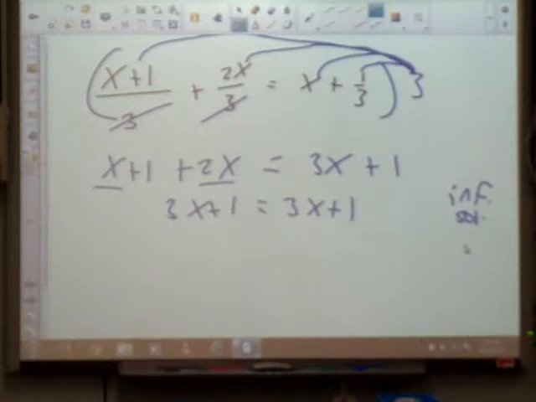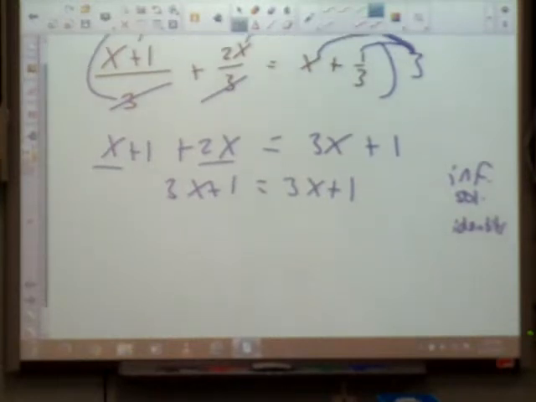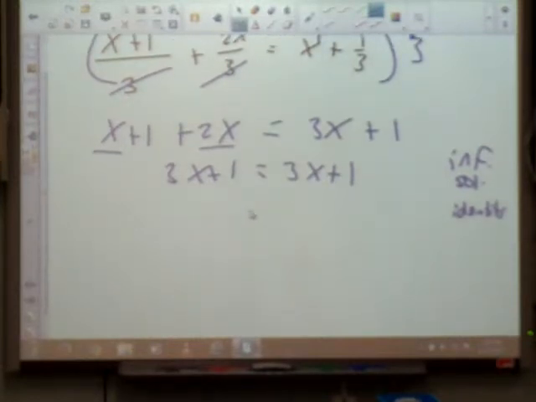Which, what kind of equation is that? Identity. If you didn't realize it yet, how would you have started this? Subtract 3x. 3x minus 3x is nothing, so that side would have a 1. So you would get 1 equals 1. True statement. Infinite solutions. It's an identity.